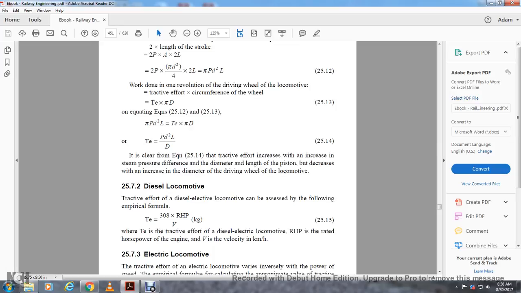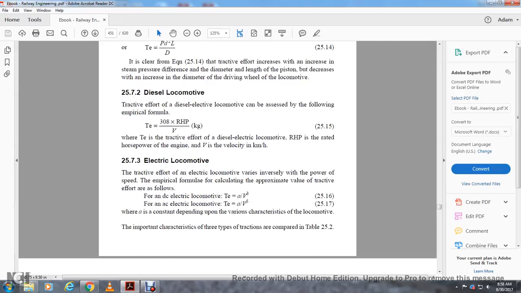Diesel locomotive. The tractive effort of the diesel locomotive can be assumed with the following empirical formula: TE, the tractive effort, equals 308 times the RHP, which is the rated horsepower of the engine, over the velocity in kilometers an hour, in kilograms.